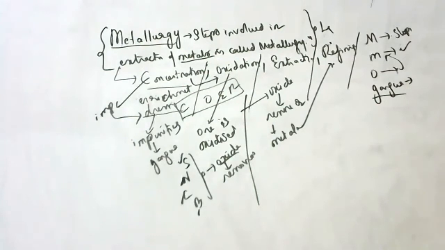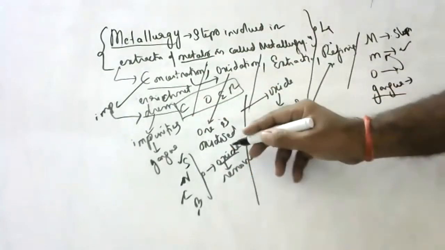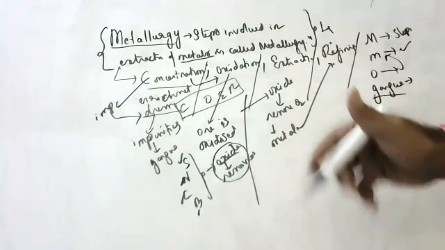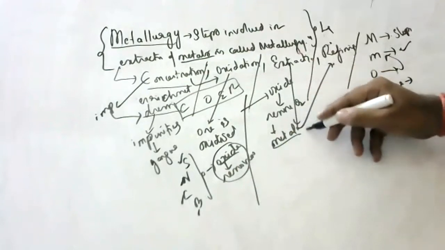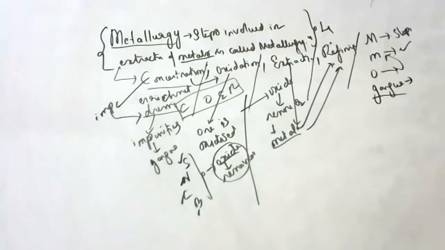What we'll do, we'll convert any type of ore into oxide. Why? Because if you convert to oxide ore, removal of oxygen is easy. In the third step, we'll remove the oxygen and we'll get the metal. That is called extraction. And in the fourth step, we'll go for refining of the metal, purifying of the metal. These are the four steps.